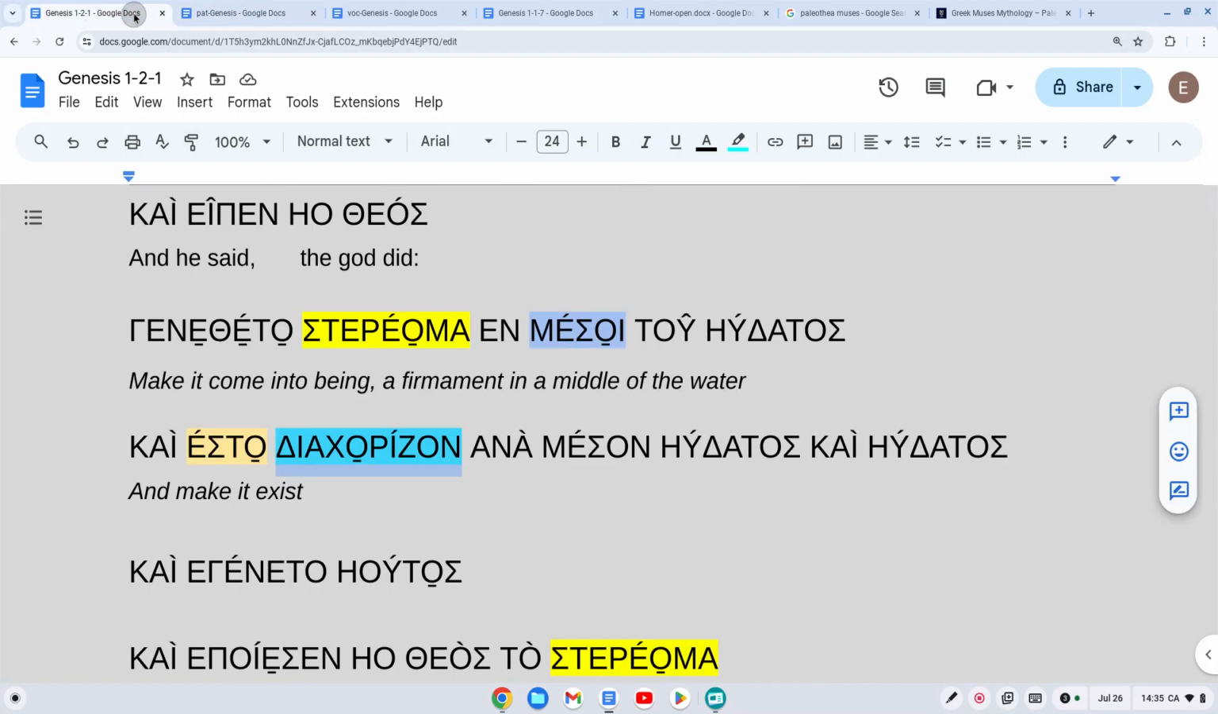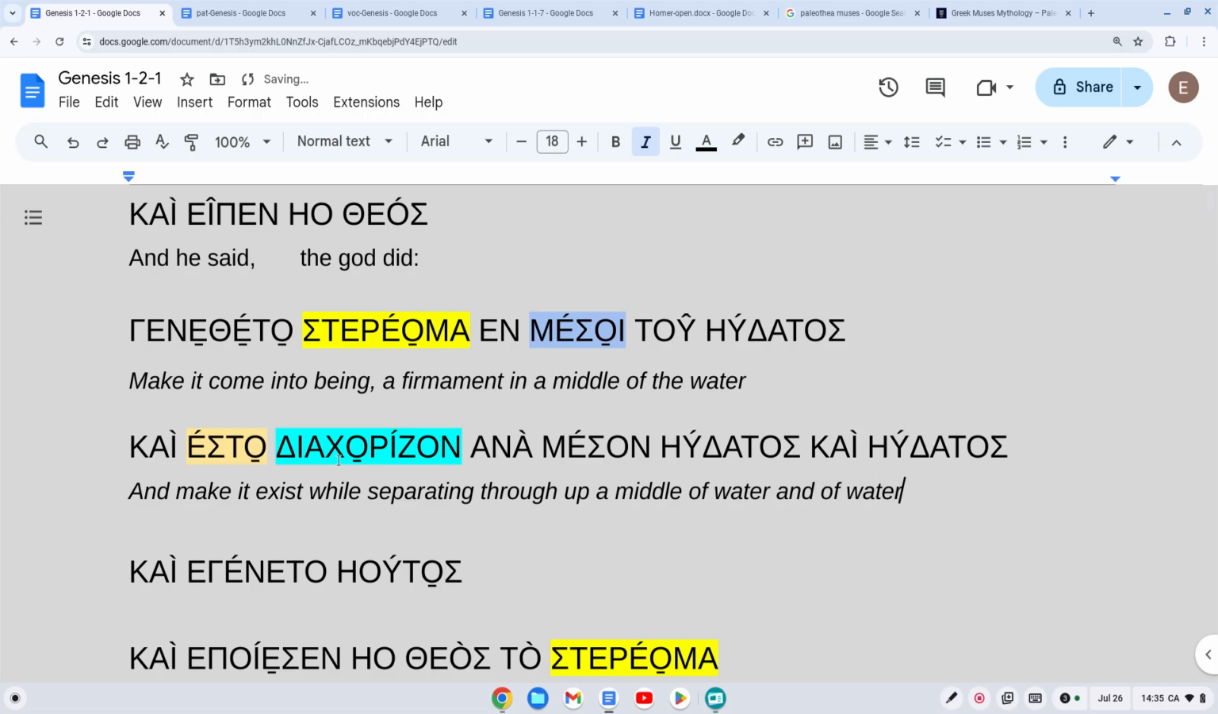Okay, let's head back. Let's get this done. While separating through the middle of water and of water. Exclamation mark indicates it's a command. Oh, I should have put one up here too. Okay, next line.